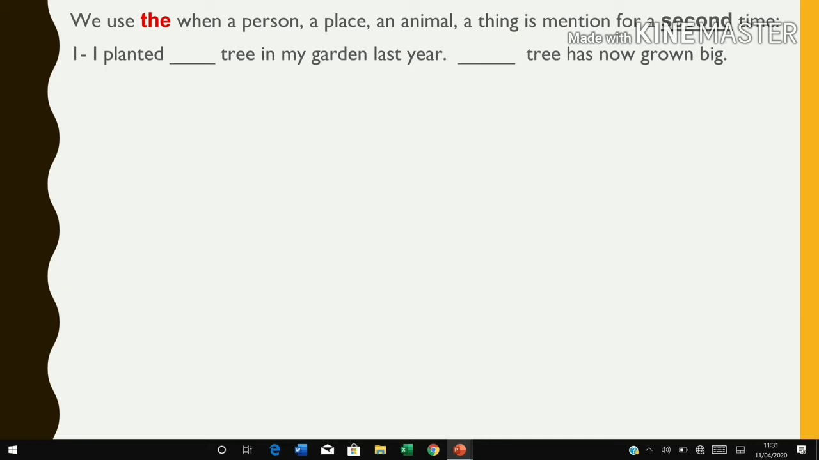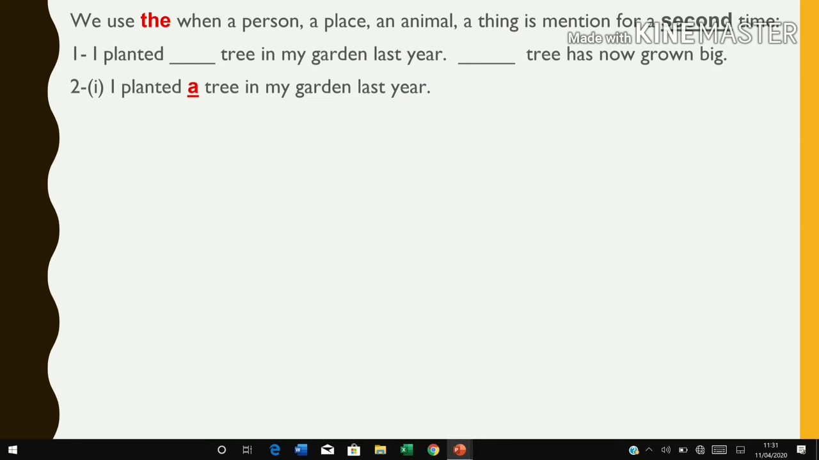It's quite easy. There's no one else, so I can do it by myself. I planted dash tree in my garden last year. So this is the first time I'm mentioning my tree. So I can say I planted a tree, because this is the first time I'm mentioning my tree.